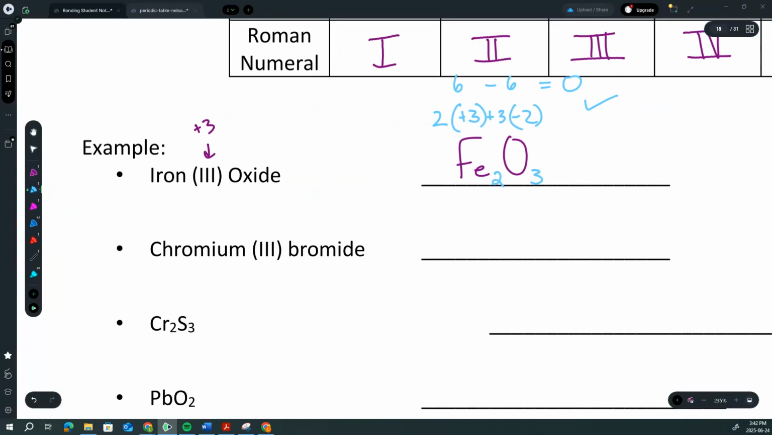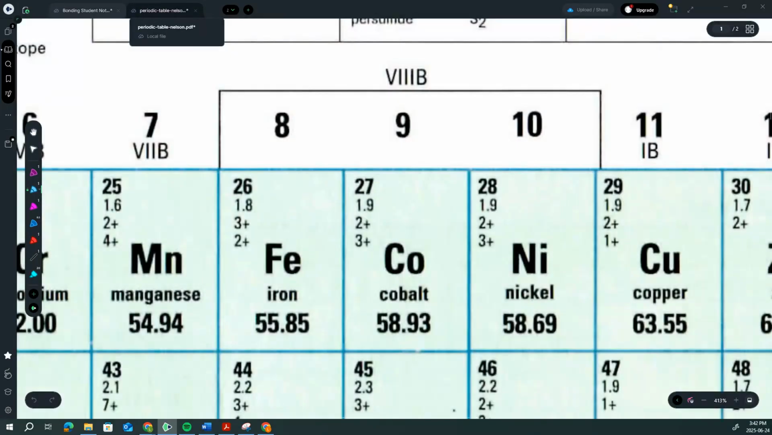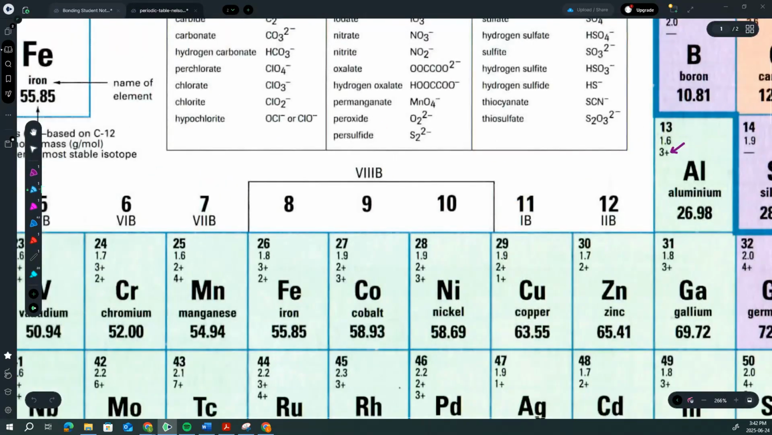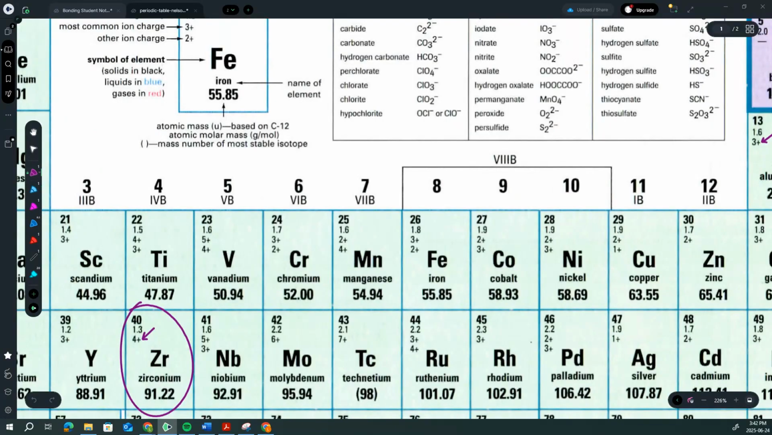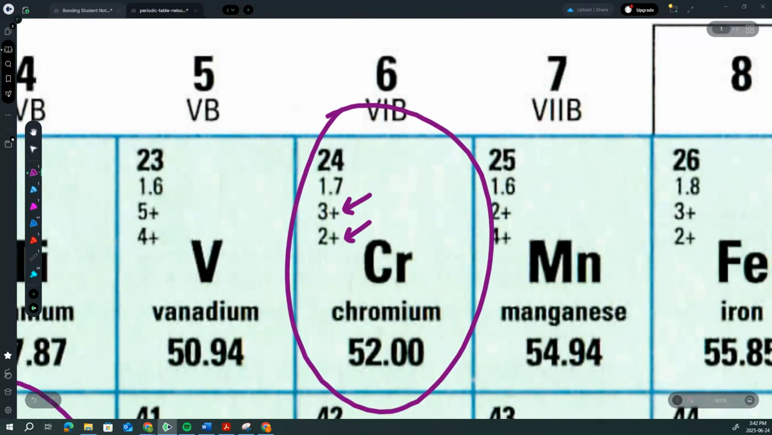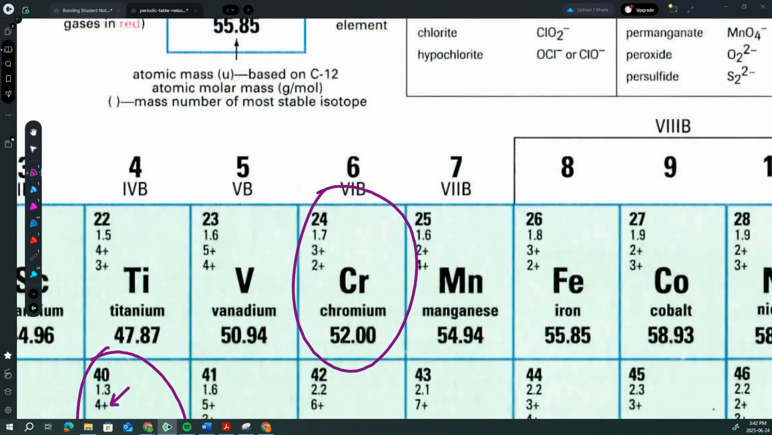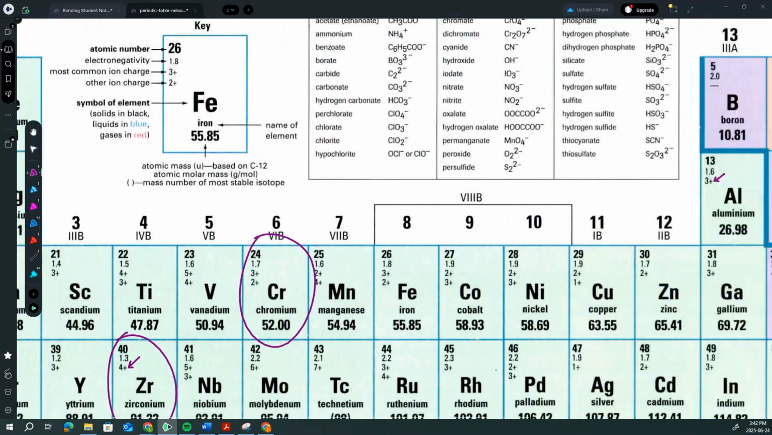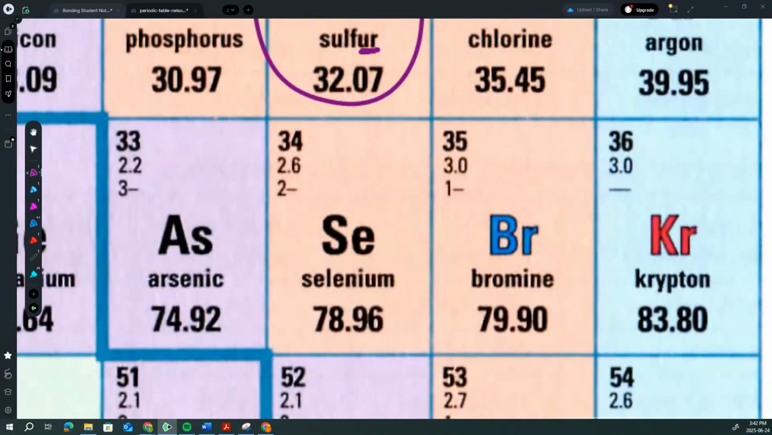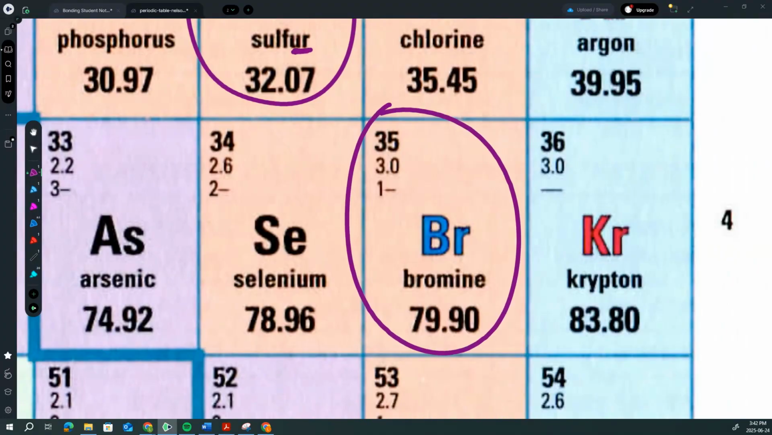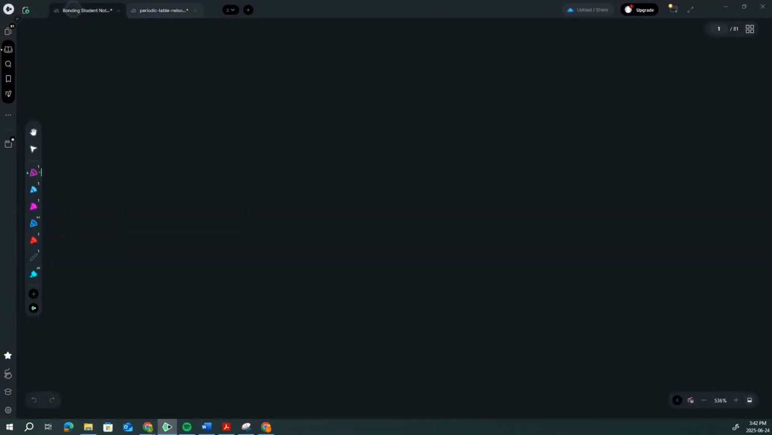Chromium 3 bromide. Let's find both of those here. Chromium can be found right here, and it's a multivalent metal because it has more than one option for what its charge could be. The symbol is Cr. And bromide, it's just a bromine ion. That's right here. The symbol is Br. It likes to have a -1 charge.